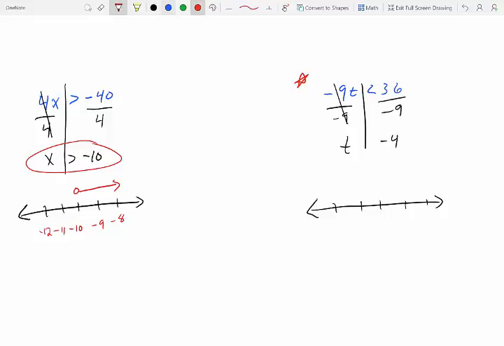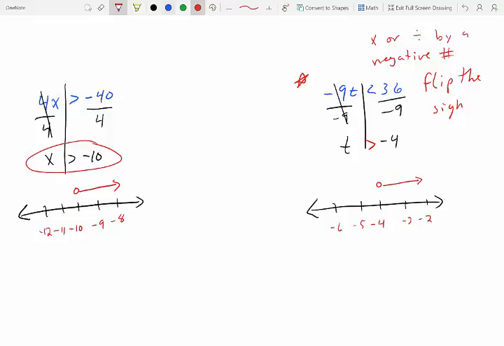But what's tricky about this one is whenever we multiply or divide by a negative number, we have to flip the sign. So I had a less than sign. I now have to flip it to a greater than sign. So if I put my numbers in now, negative 4, negative 3, negative 2, negative 5, negative 6. I have an open circle, and now I shade to the right because I flipped my sign. The big thing we can't forget is when we multiply or divide by a negative number, we have to flip that sign.